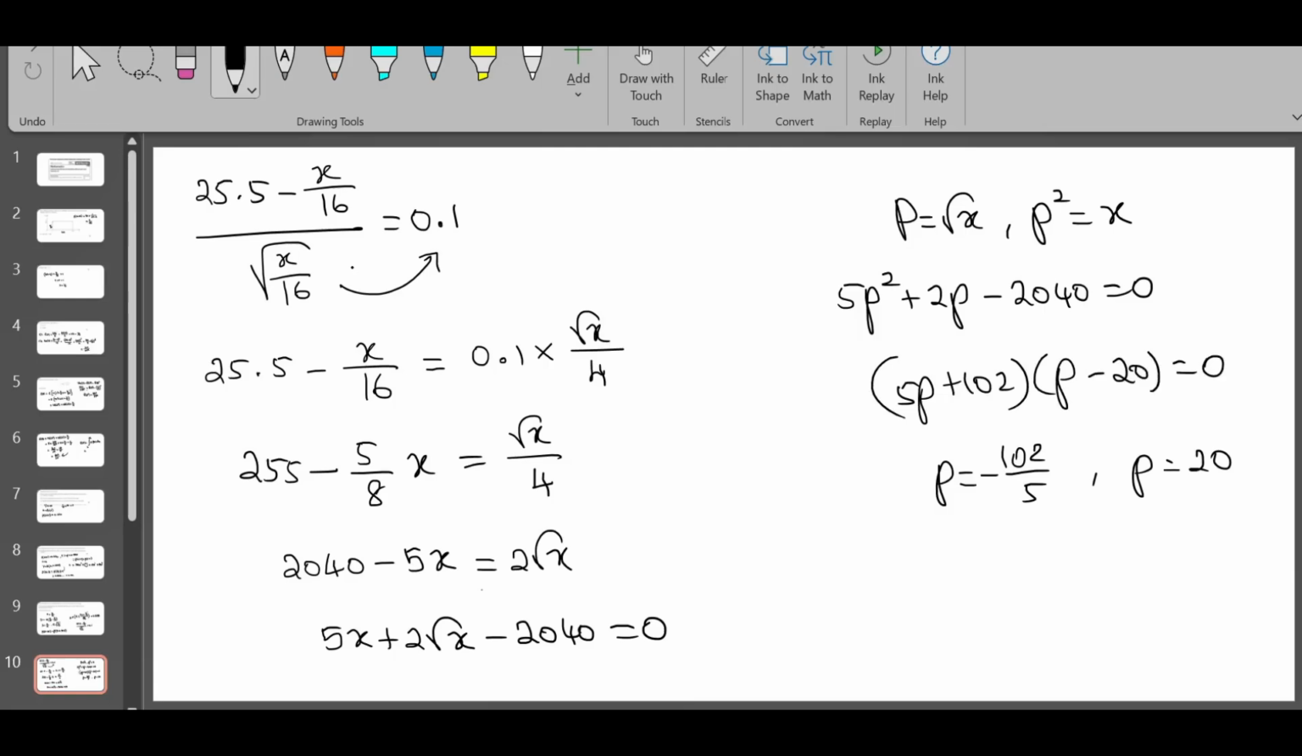Replace p back with square root of x. Square root of x is minus 102 over 5. So square root of x cannot be negative, so no solution. Square root of x is 20. X is equal to 400, that is the answer. That's all. That's the final answer.